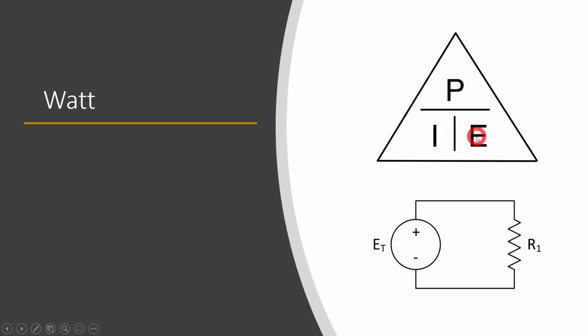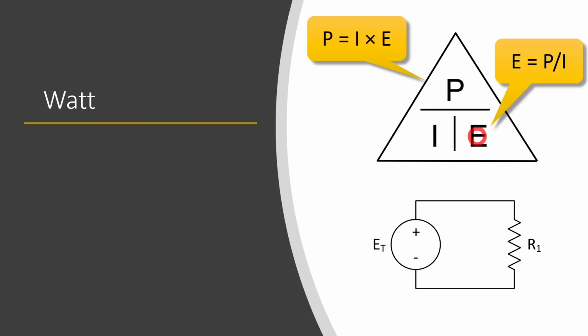So if I cover up any one of these letters, I can find my math formula. So if I cover up the P, then I'm only left with the I and the E. So P equals I times E. If I cover up the E, then I'm going to find the formula for, if I know the power and I know the current, I can find the voltage. And that would be P divided by I. And then if I cover up the I, you notice that the P has to cross the horizontal line to get to the E. So I equals P divided by E. Those are our three formulas that we can get from this triangle.